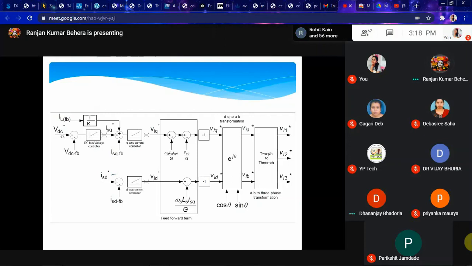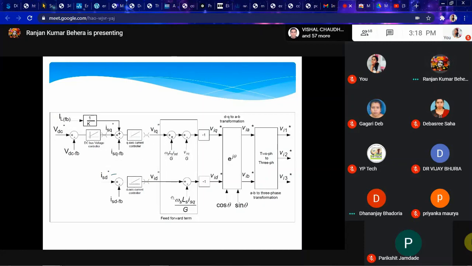So we have here VDC reference, because we want to keep the DC voltage constant. VDC reference and measured actual VDC from the DC bus, and both you compare here and pass through a PI controller. So this bus voltage controller is nothing but a PI controller. It will give us the ISQ, the Q-axis current, and then you can feed this actual Q-axis current from the current sensor and pass through a PI controller.